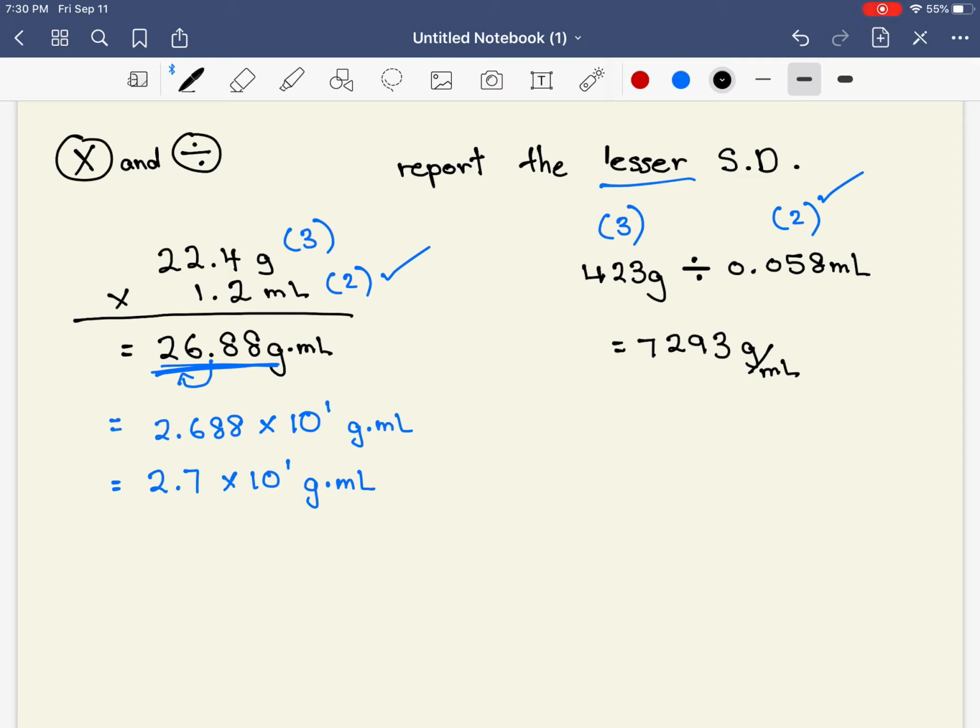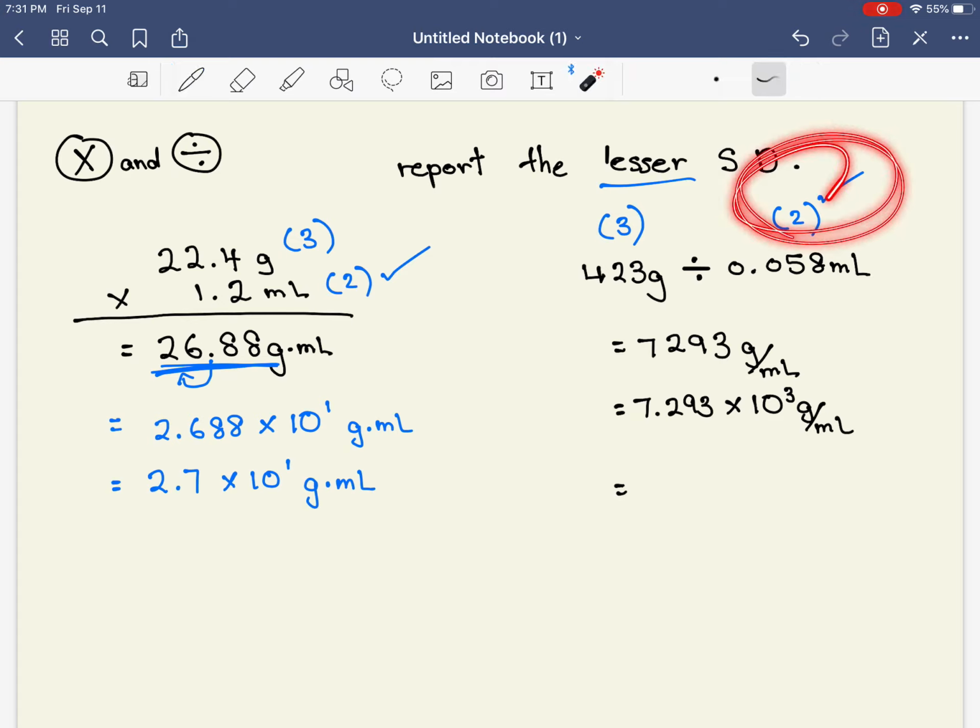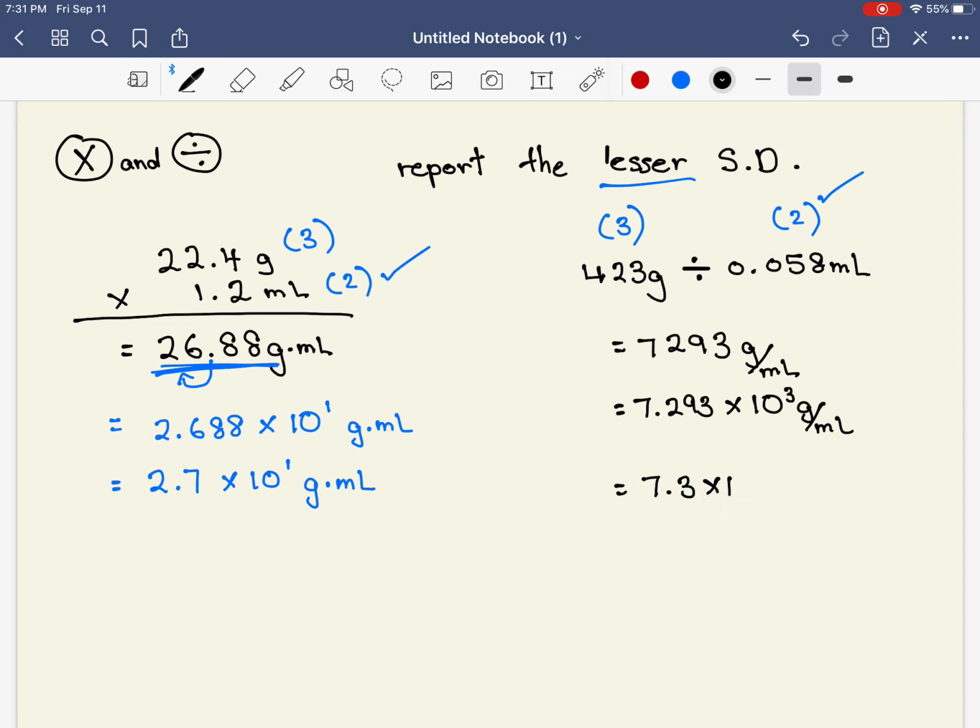Well, are you going to report this number? No, of course not. I'm going to report the lesser of the significant digit, which is 2. So I'm going to move my decimal place to 7.293 times 10 to the power of, well, since I moved it 1, 2, 3 to the left, that's going to be 3 grams per milliliter. Since I want to report 2, because that's what it says right here, this is going to be 7.3 times 10 to the power of 3 grams per milliliter. And that's my final answer.